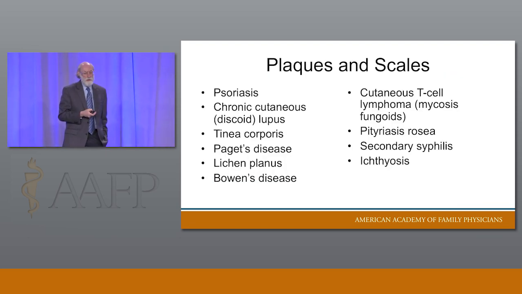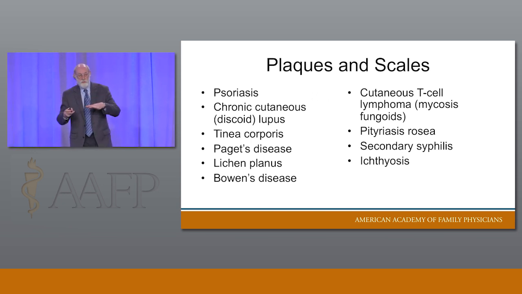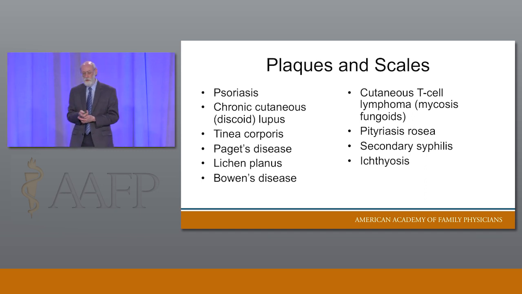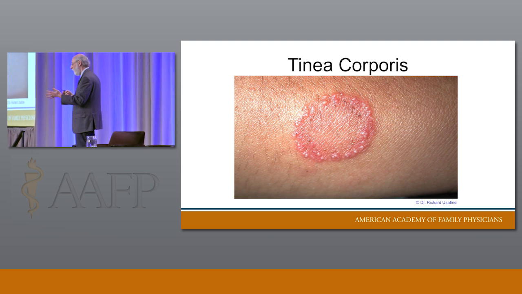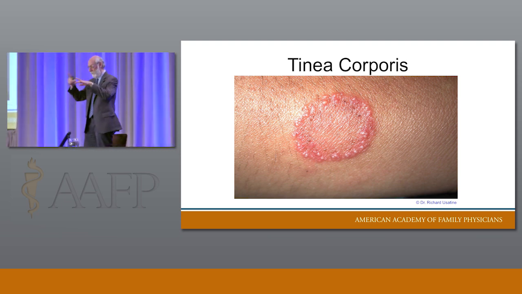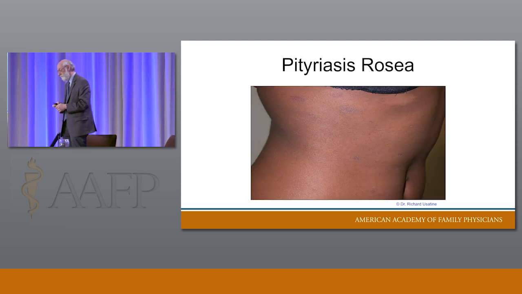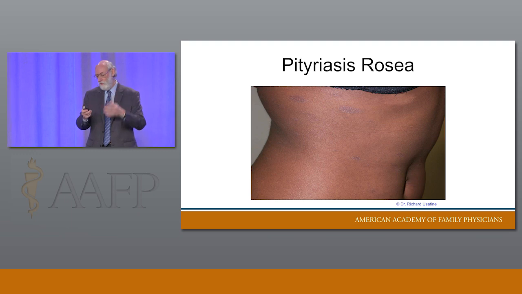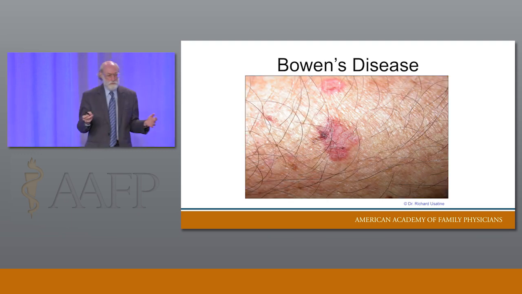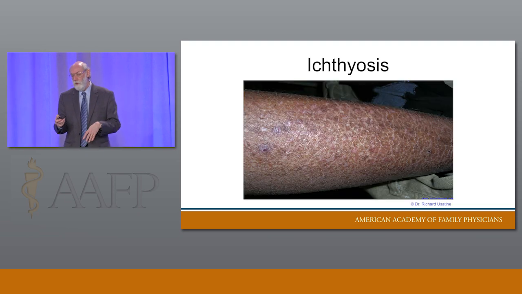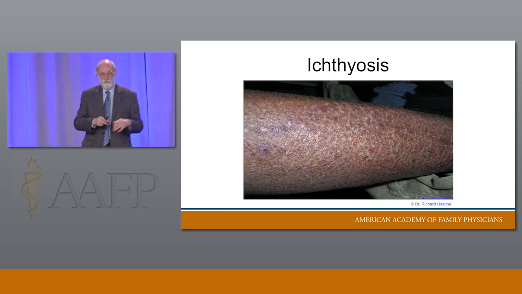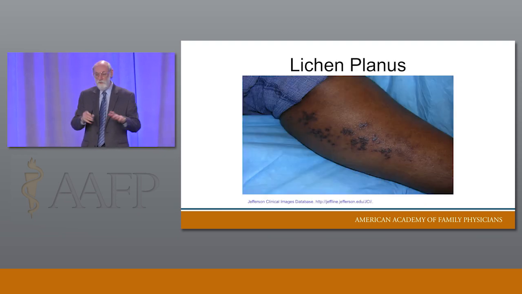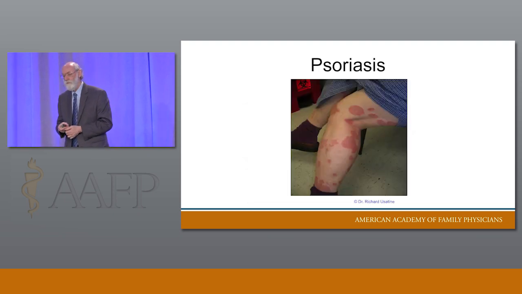A plaque and scale-like illness: psoriasis, cutaneous lupus, tinea corporis, Paget's disease, lichen planus, Bowen's disease. These all have plaques and scales. Here we see typical tinea corporis, a well-defined border, central clearing. Pityriasis rosea, kind of scaly. You may see the herald patch, or you may not. Bowen's disease, a precursor for squamous cell carcinoma. Ichthyosis, fish scale disease, diffuse, often hereditary. Lichen planus, more purple, violaceous, itchy, chronic.